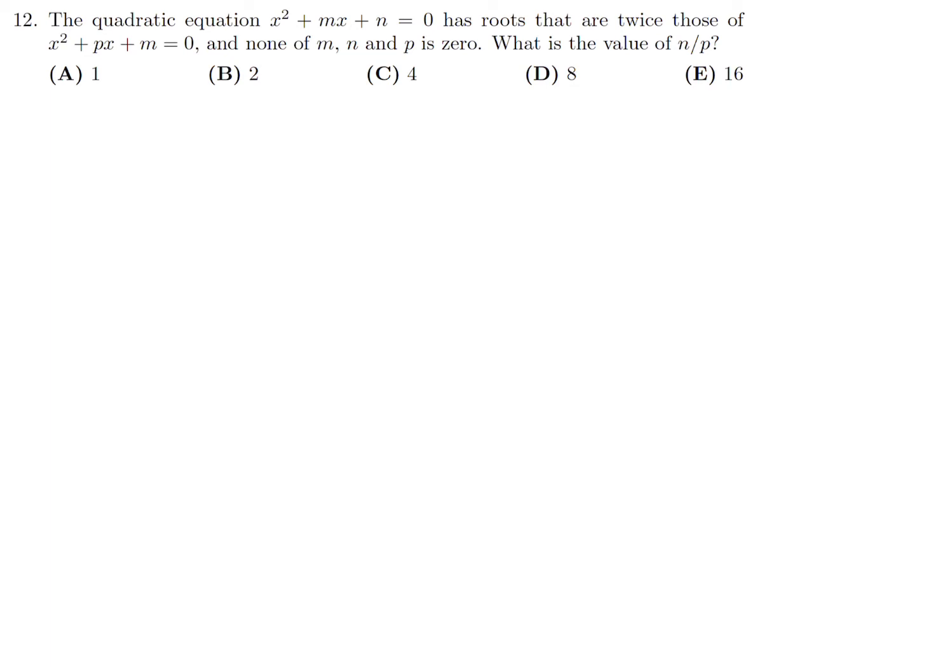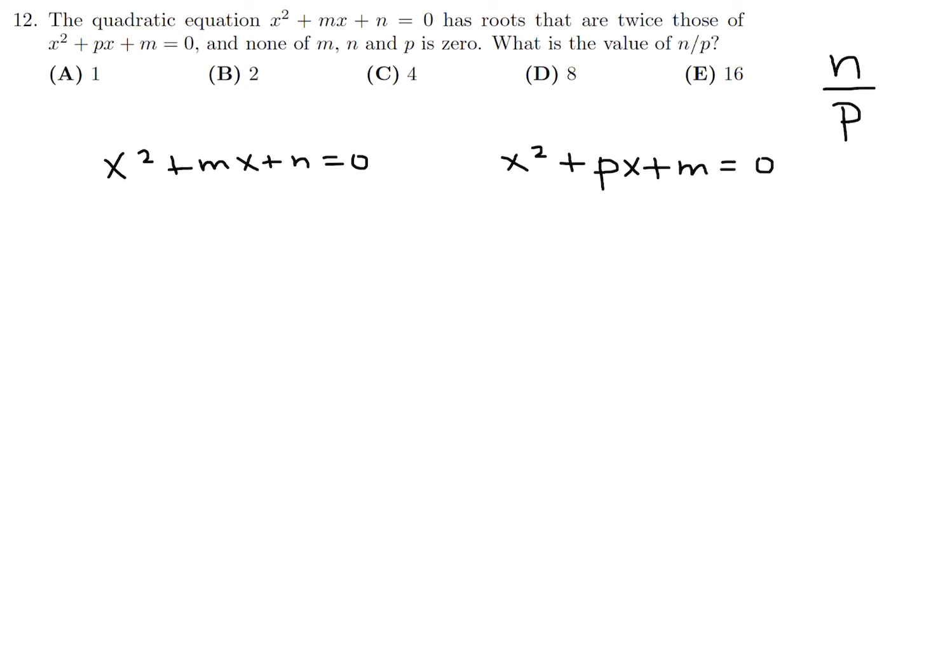The quadratic equation x squared plus mx plus n is equal to 0 has roots that are twice those of x squared plus px plus m is equal to 0. And none of m, n, and p is 0. What is the value of n over p? That is what they want us to figure out. It's a numerical value since all their answer choices are numbers. So x squared plus mx plus n is equal to 0, and x squared plus px plus m is equal to 0.